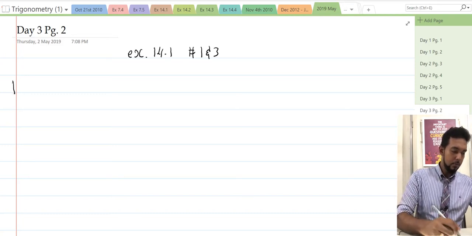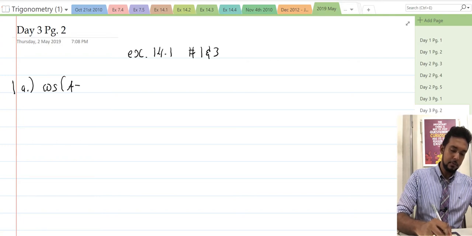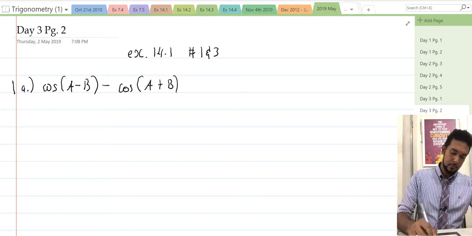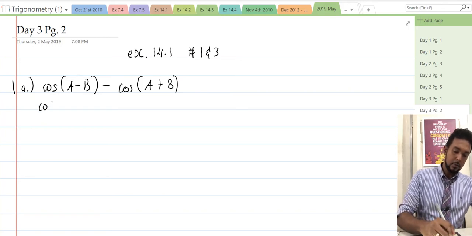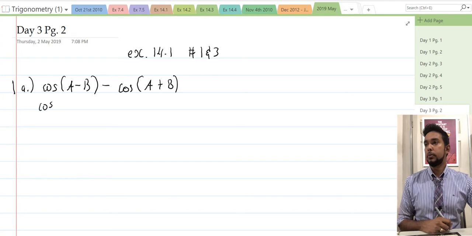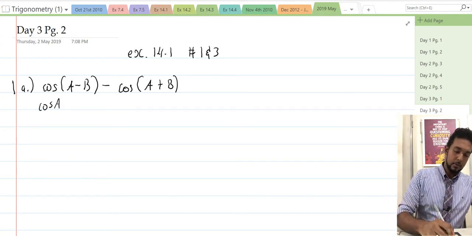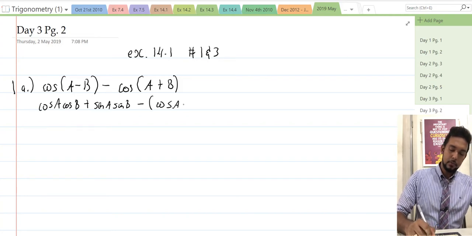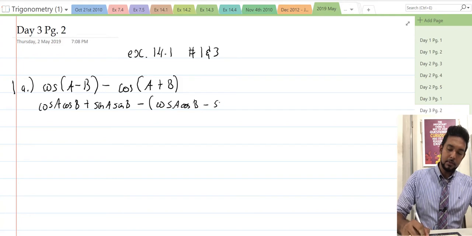Okay, so in number 1, we have to simplify the following. So we have cos of a minus b minus cos of a plus b. Alright, so this is cos a cos b plus sin a sin b minus cos a cos b minus sin a sin b.